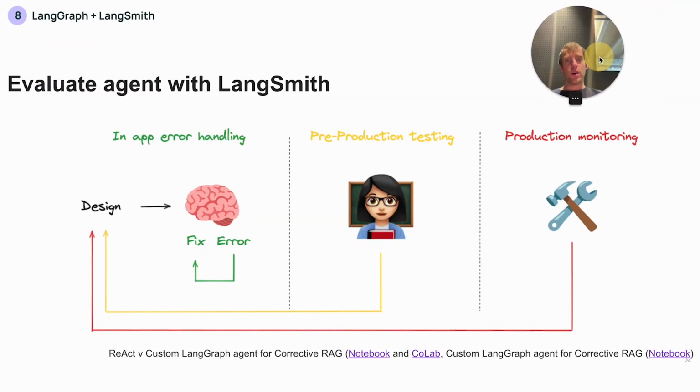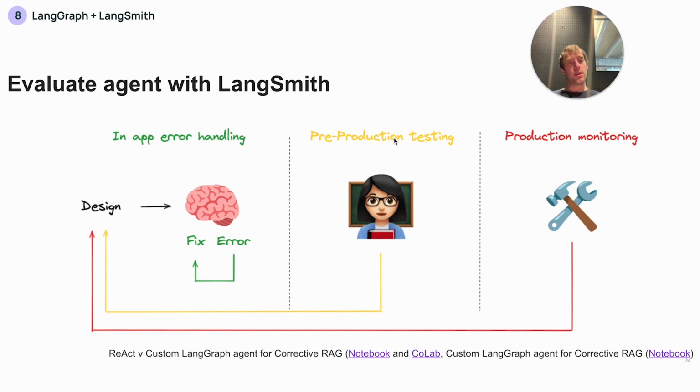I do just want to note very briefly this notion of agent evaluation. You can do this at three different levels. One level is performing checks or self-corrections within the app itself using the application logic. That RAG application I showed previously is a good example of that, where you have in-app error corrections. You can also do pre-production testing. There are many different ways to do testing in LangSmith, which works very seamlessly with agents built in LangGraph.